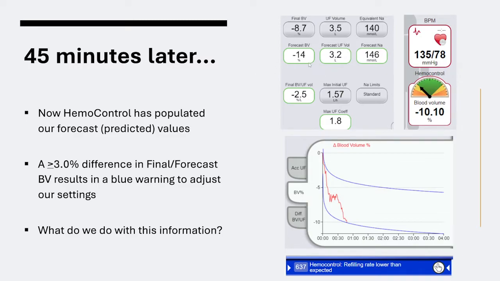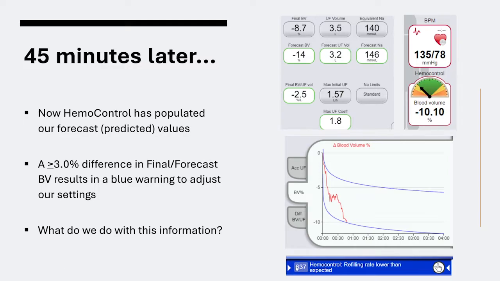So it is worth noting that any discrepancy of 3 points or more between the final blood volume and the forecast blood volume will lead to a blue reminder. So on your main screen, you're going to see something that looks a lot like this.